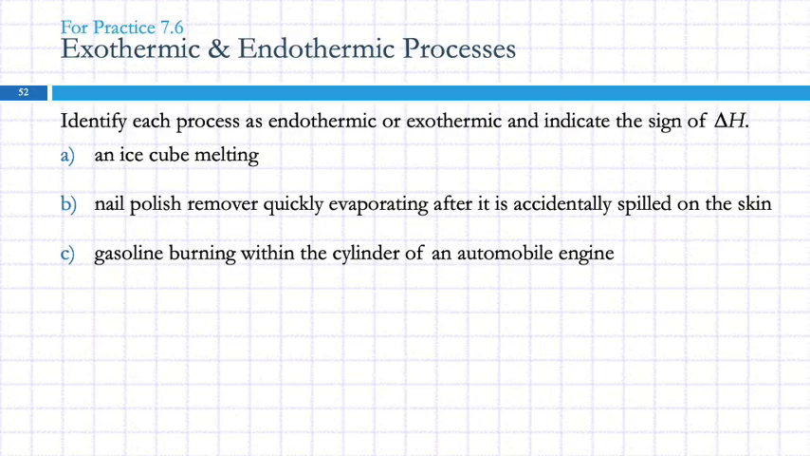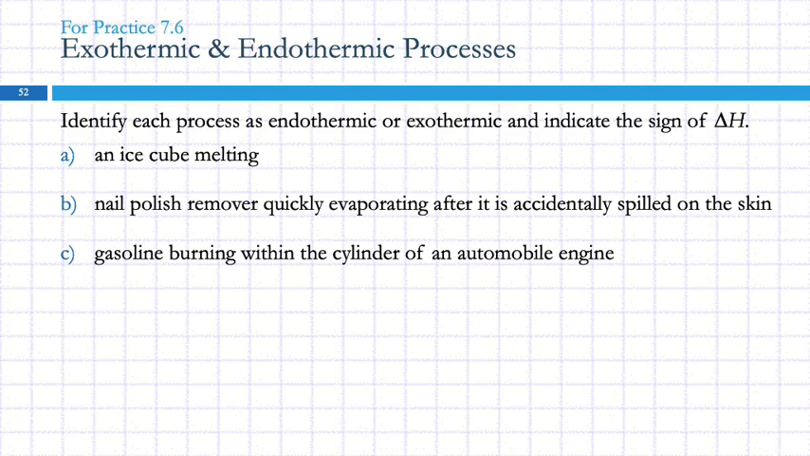Okay, so we do need to be able to identify processes as exothermic or endothermic. And we always have to think of, well, what is the system and what's the surroundings? So it says identify each process as exothermic or endothermic and indicate the sign of delta H. So an ice cube melting. Is energy going into the ice cube or coming out?